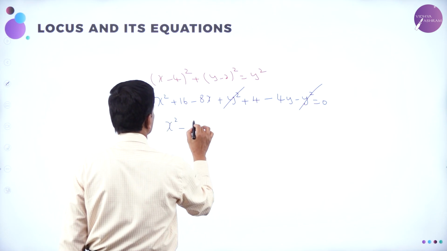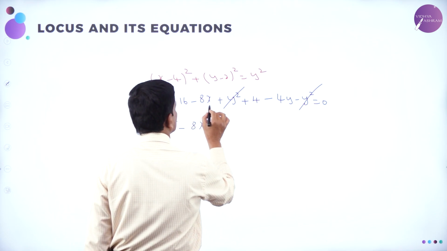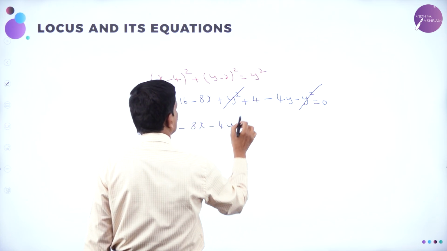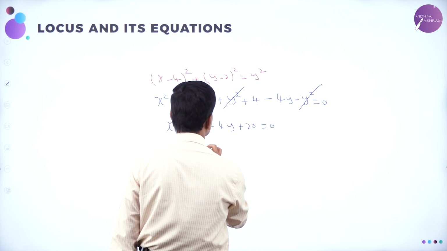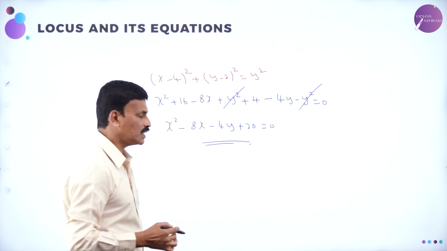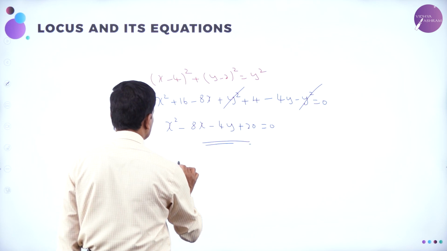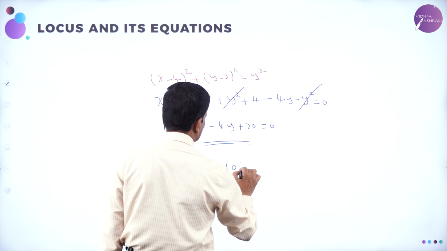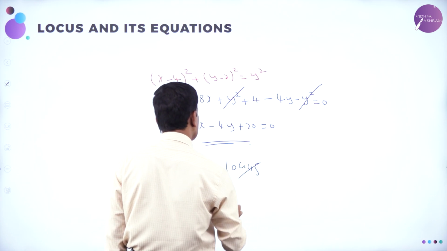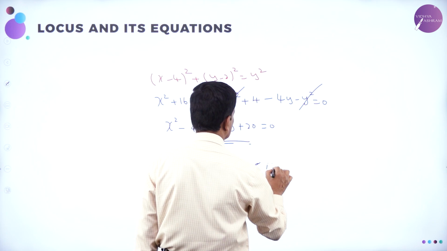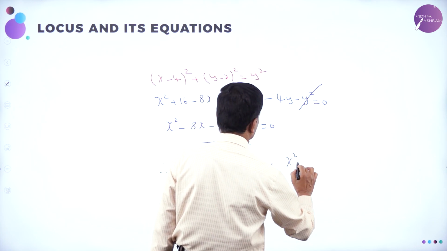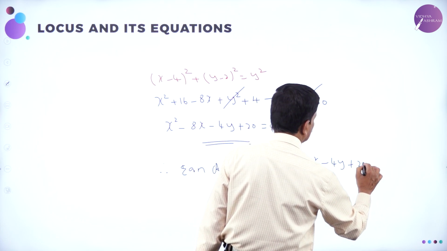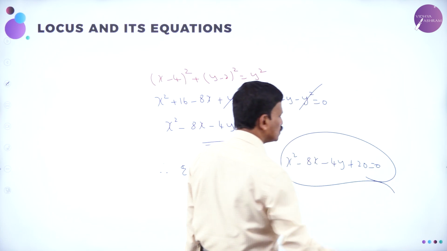You will get x square minus 8x minus 4y, and the constant 16 plus 4, 20, is equal to 0. Therefore the required equation of the locus is x square minus 8x minus 4y plus 20 is equal to 0.